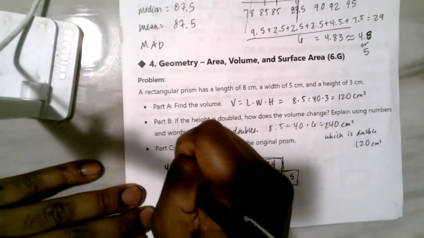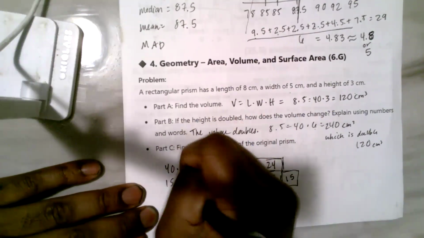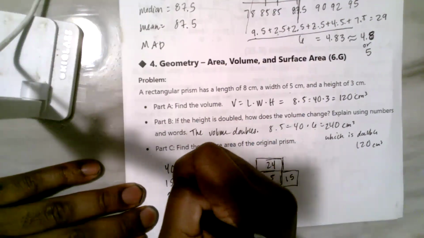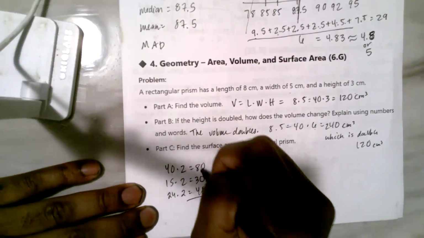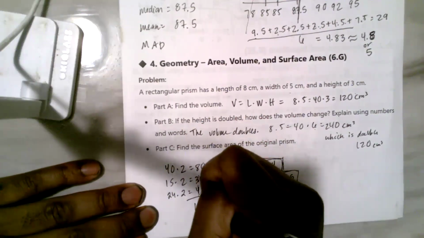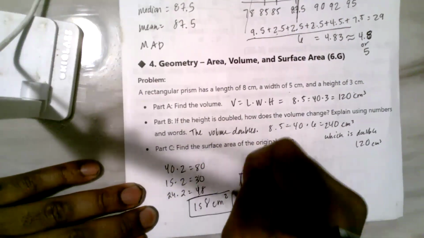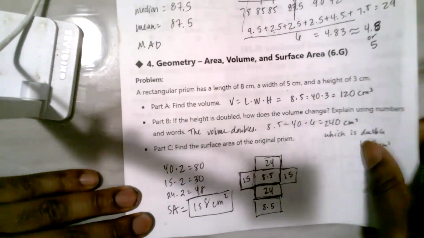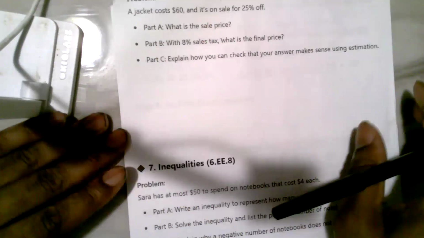So you have 40, 80, 15 times 2, which is 30, and 24 times 2, which is 48. Squared, and the surface area is squared. Okay.